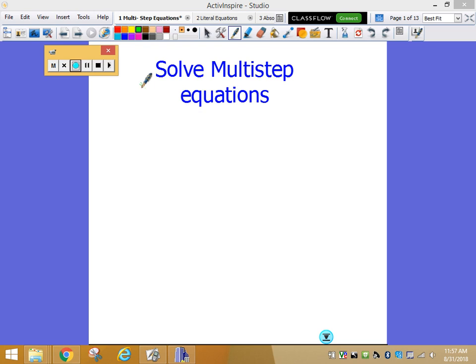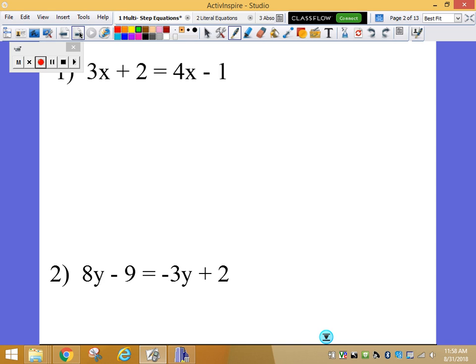Okay, so this is 2.1, solving multi-step equations. At any point, if you need to pause it to catch up writing, you can pause the video. You'll need paper and a calculator and something to write with, okay? So let's go ahead and get it started.